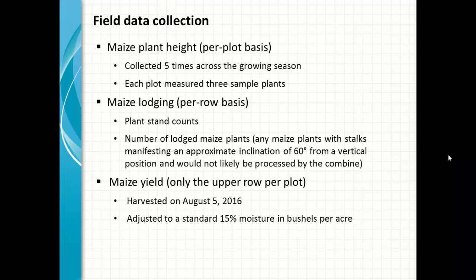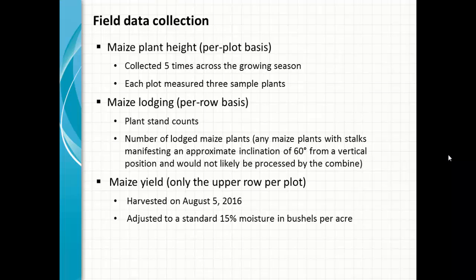The second kind of field data is the maize lodging, which is measured on a per row basis. We measured two kinds of data. The first one is not lodging; it is the plant stand count, the total plant count per row. The second is the lodging data, the number of lodged maize plants. In our work, that is defined as any maize plants with stalks inclined about 60 degrees or maybe larger, 60 or 70, from a vertical position, which would not likely be processed by the combine. This is the second type of field data.